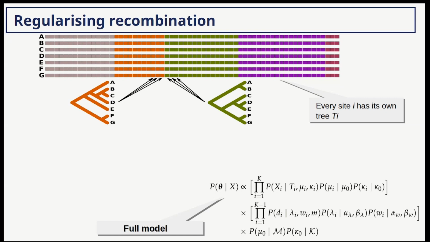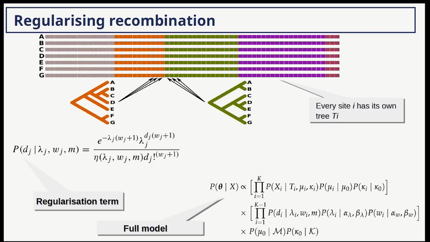So I think the term at the top is the likelihood. It's the probability of each one of the columns of the data, where i indexes the columns, given the tree and given other parameters, times some priors. And one of the priors, importantly, is what we call the penalty. I think now this is a regularization term.